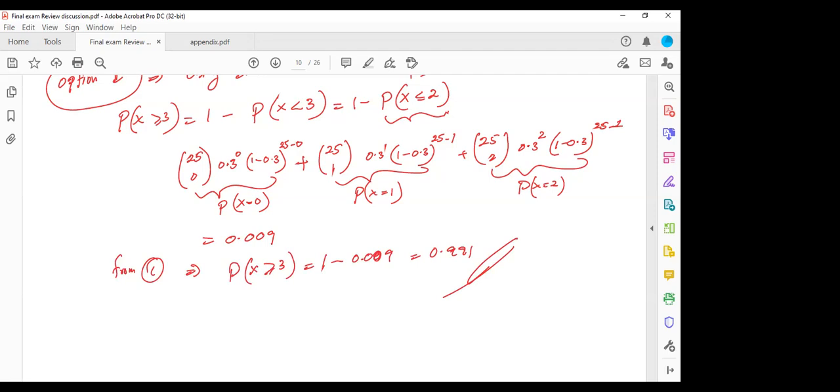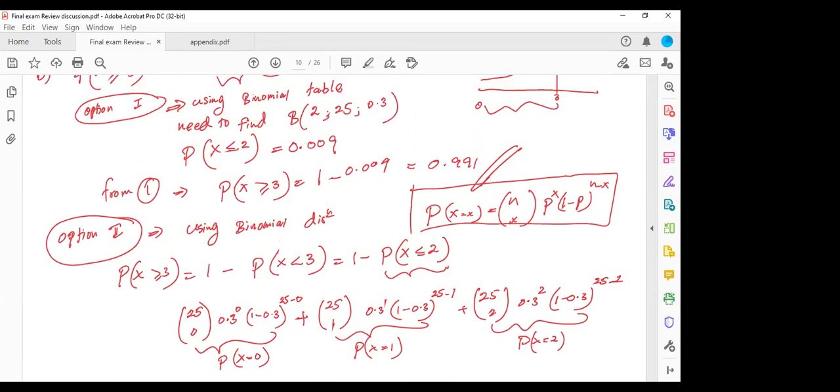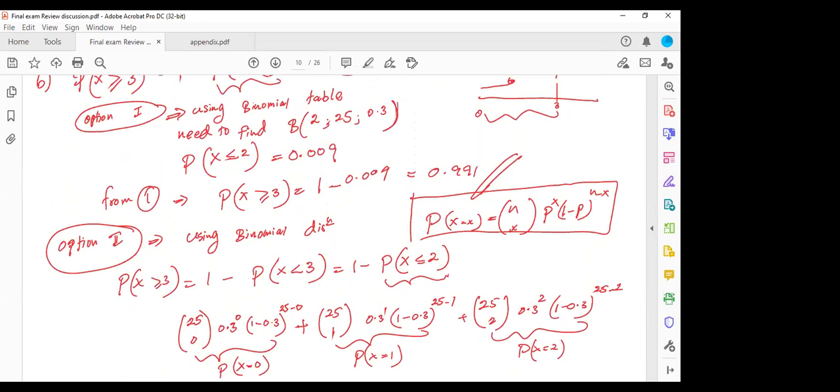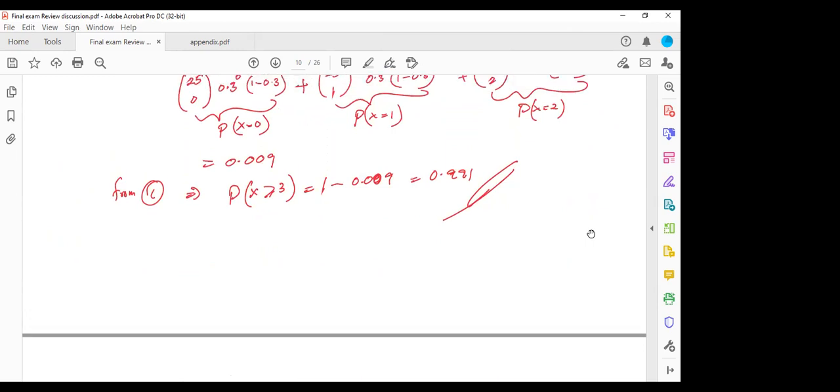So there are two ways to solve this kind of problem. If in any case you cannot find the corresponding probability using the binomial table, then you have to use option number 2. Because the binomial table has a limited number of values, n equals 5, 10, 15, 20 and 25. So if your value is not there, then you have to move to this second method.